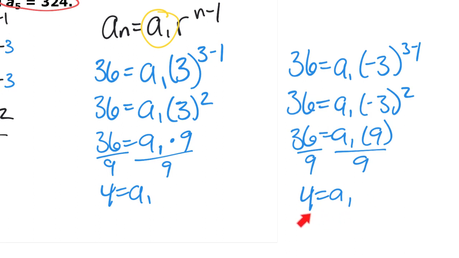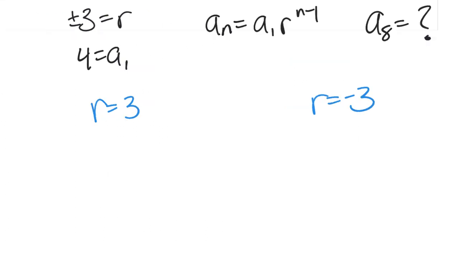I got my first term to be positive 4 again, which is good because that's going to save us some work in the long run. If these were different, then I would have to do this multiple times to figure out what my possible term is, given the starting value being different. Okay, to recap, we know our common ratio is positive or negative 3. We know our first term is 4. We are trying to find the 8th term.